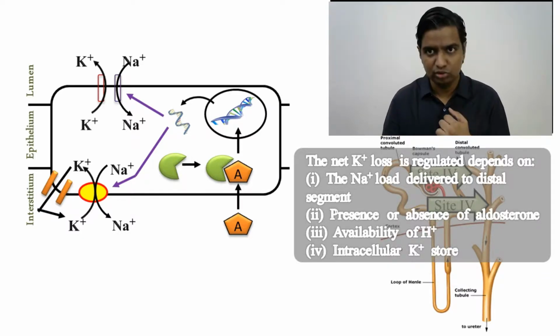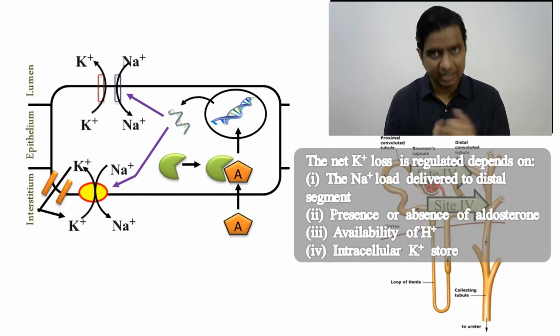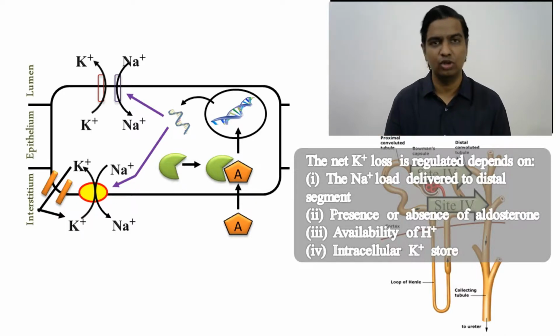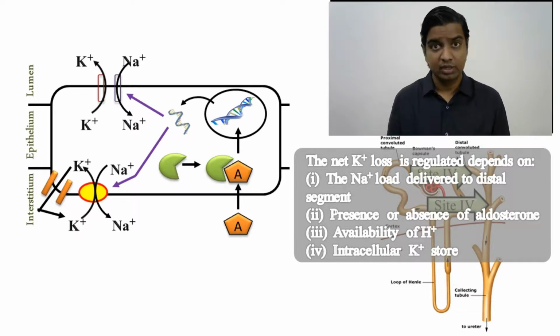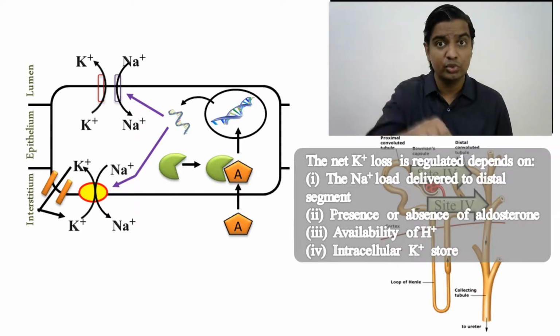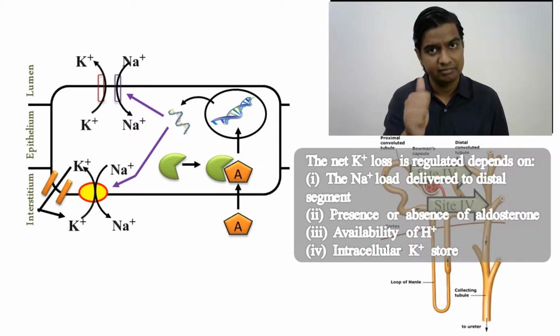So the fourth thing decides how much potassium will be exchanged for sodium. How much sodium goes to the distal segments? Is there aldosterone? Is there H plus available? And what is the level of K plus inside the cell? That decides how much potassium will be lost. If you block this amiloride-sensitive sodium channel, can sodium come in? No. Remember, if sodium cannot come in, will water come in? No. Which means water and salt will remain inside the urine and the patient will pass a large amount of urine. Diuresis will take place? Yes.